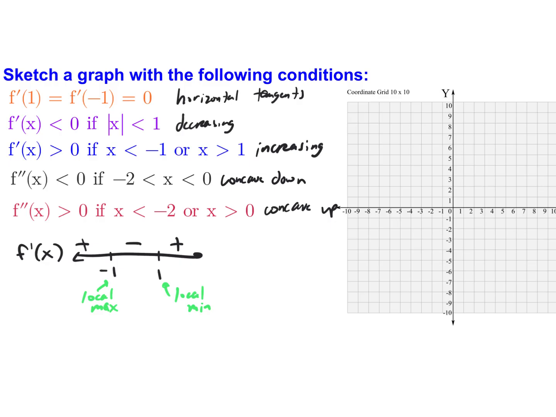Where does the concavity change? Negative 2 and 0. So for my second derivative, we're looking at a number line like this. And they give us all this information. It's negative in between, positive on the outsides.